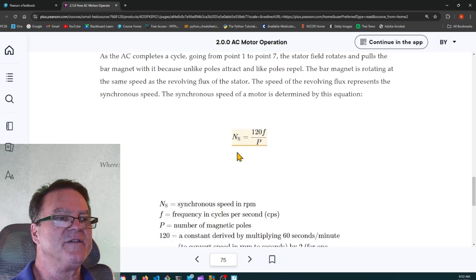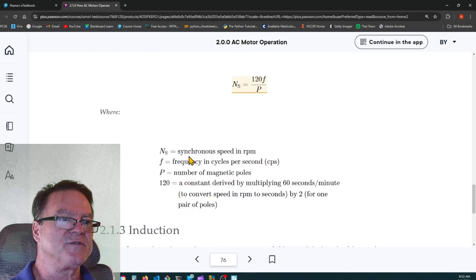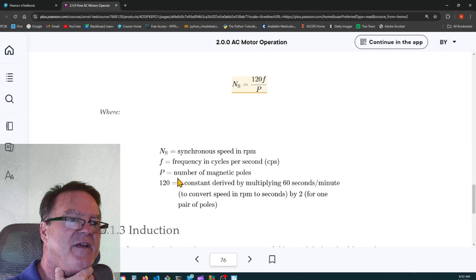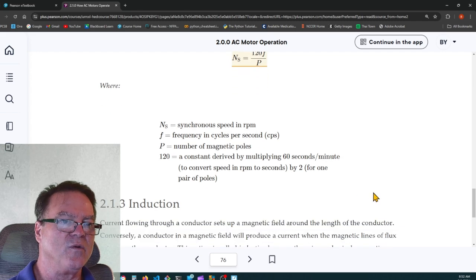At synchronous speed, there's a formula. Synchronous speed equals 120 times the frequency of the incoming power divided by the number of poles. So synchronous speed in rotations per minute equals the frequency in cycles per second times 120. It's a constant derived by multiplying 60 seconds per minute times 2 for one pair of poles, and then dividing by the number of magnetic poles.